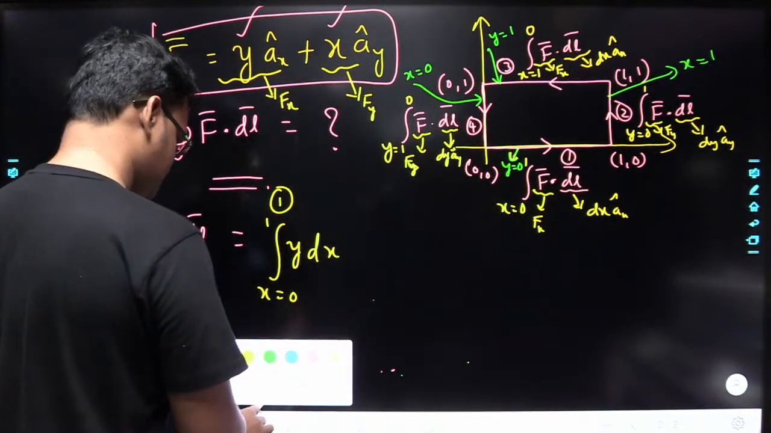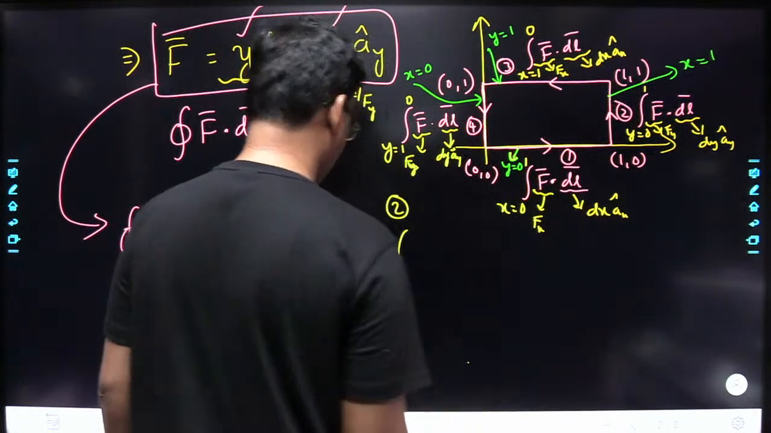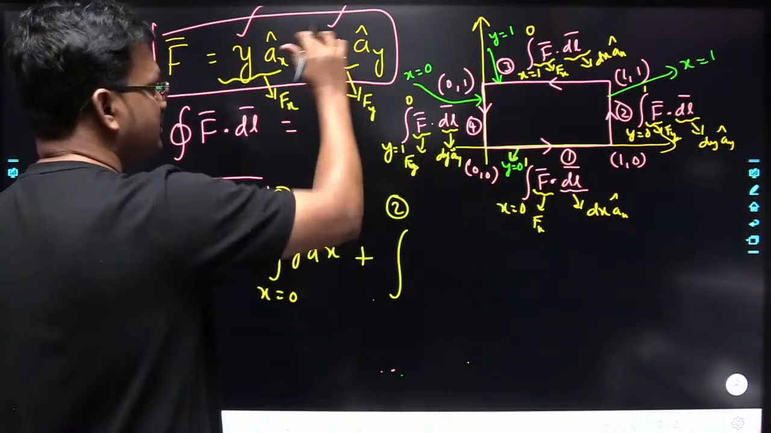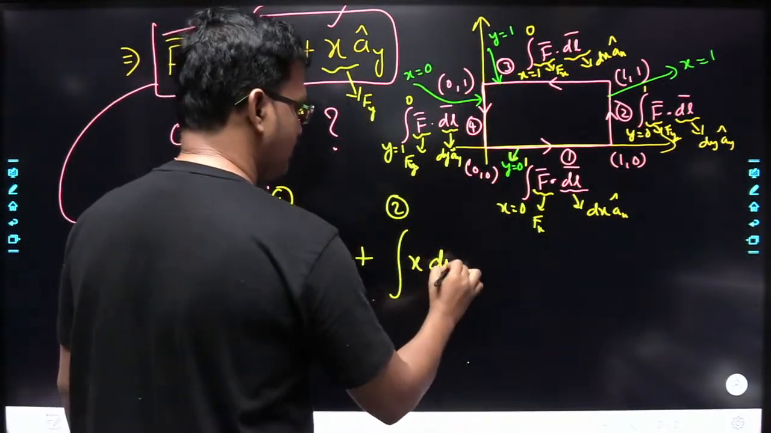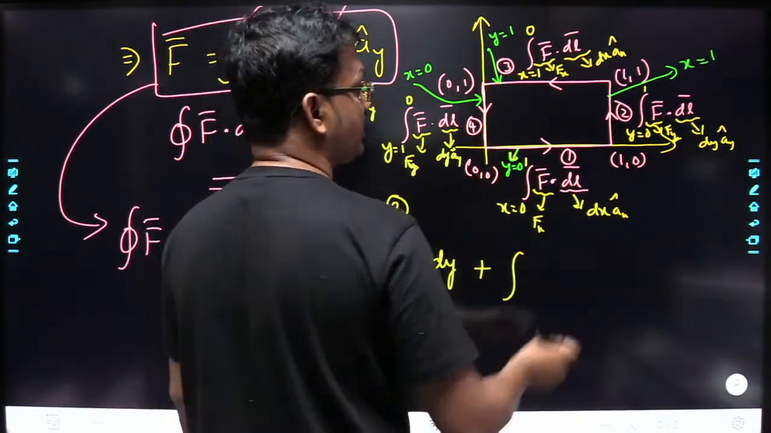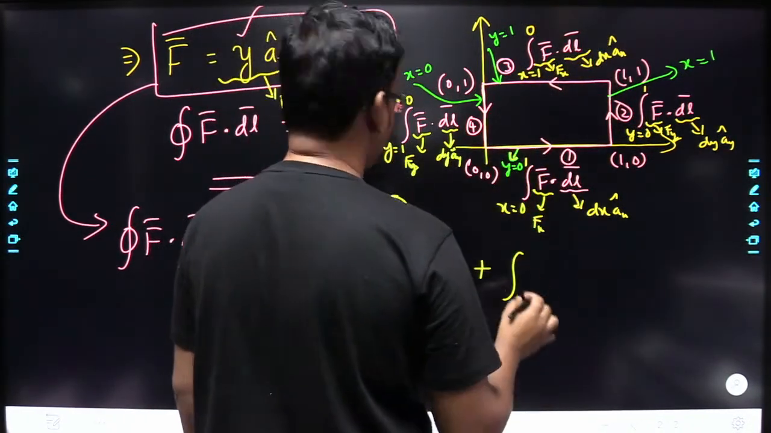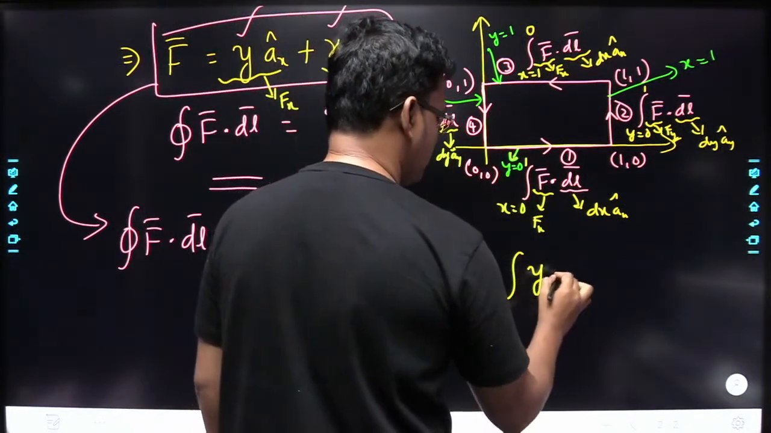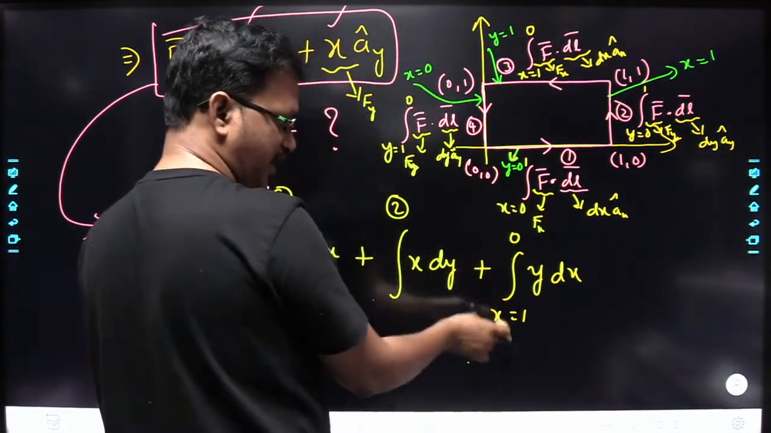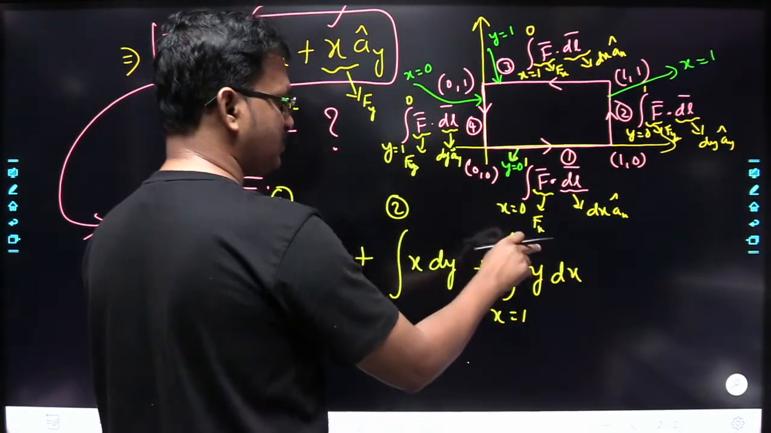Next, plus, if you integrate along this second line, what are you going to get? That is Fy dot dy ay cap. Y component is nothing but x. So you are going to get x into dy here. Then if you integrate along this length, you have to take the dot product between x component and dx ax cap. So x component is y, so you are going to get y into dx. X is varying from 1 to 0. This will take care of the direction, so don't include minus ax cap and all those things.